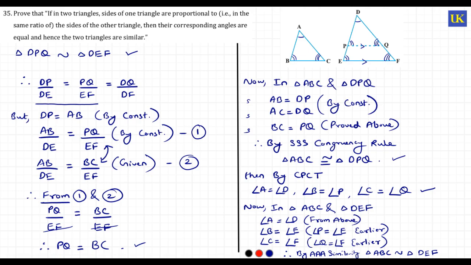So here, whatever we wanted to prove in the to-prove part, we have proved that A is equal to D, B is equal to E, and C is equal to F. So all three things we have proved here. Then we have also proved that both these triangles are similar. So that is what was asked to prove in this theorem. So we have completed and we have proved each and everything.